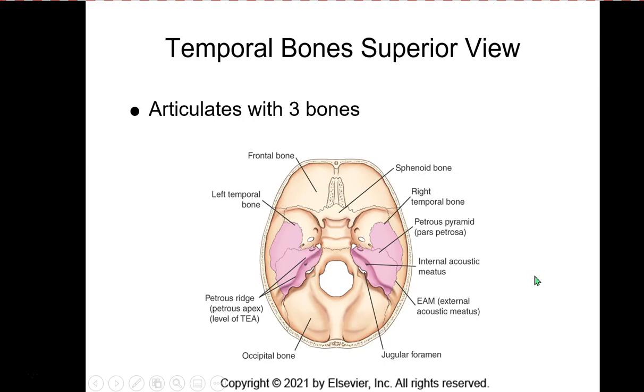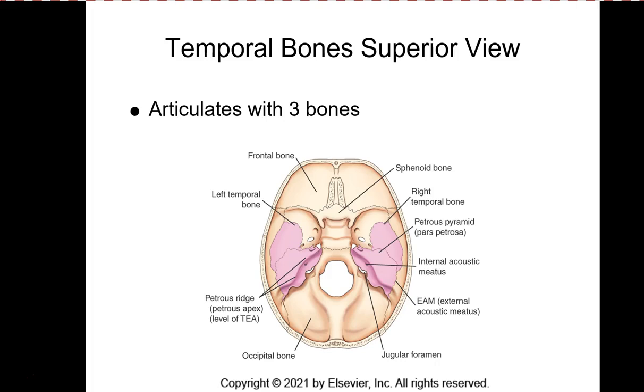Okay, let's look at the temporal bones from the top down. So here we have cut the skull transversely, removed the top, and we're looking downward into the skull. The temporal bone is highlighted here in this pinkish purple color. Okay, this is anterior, this is posterior. The pyramid portion of the temporal bone is the thickest and densest bone in the cranium.